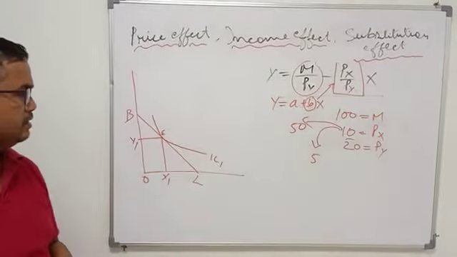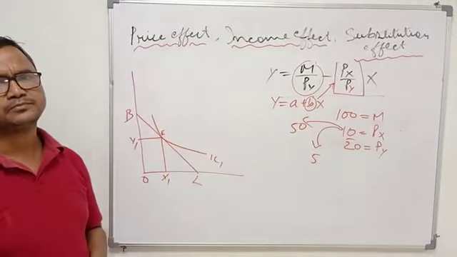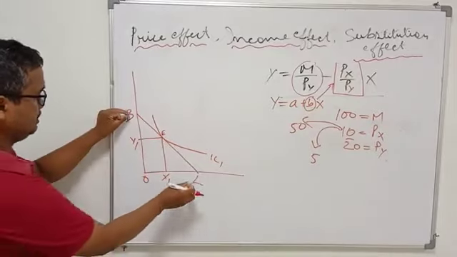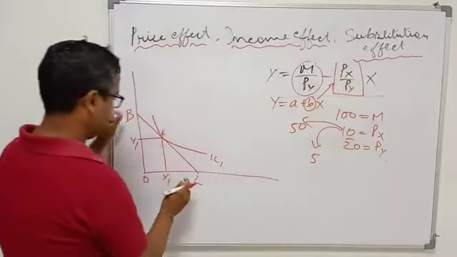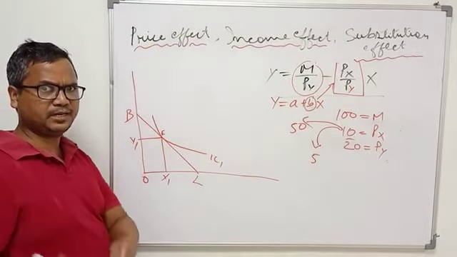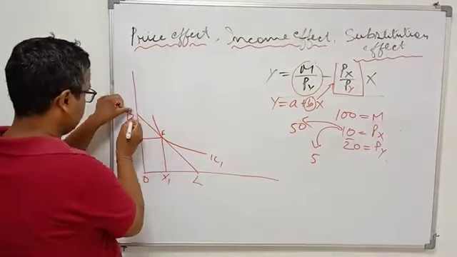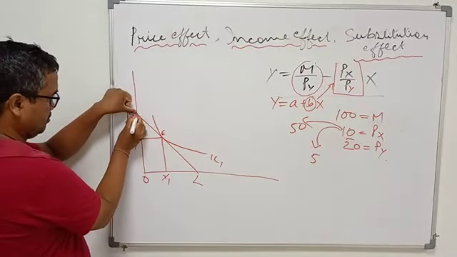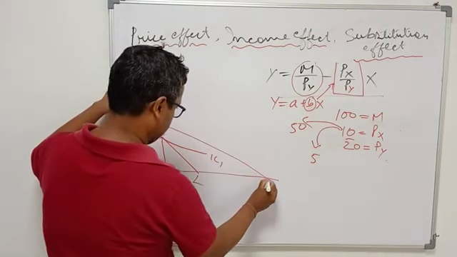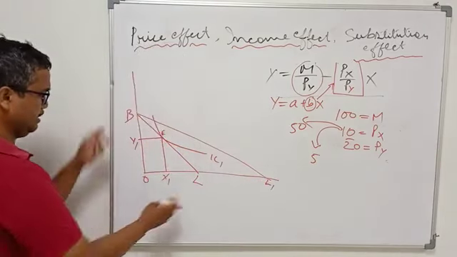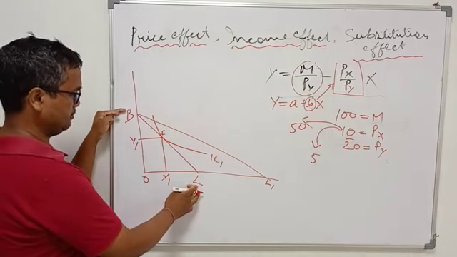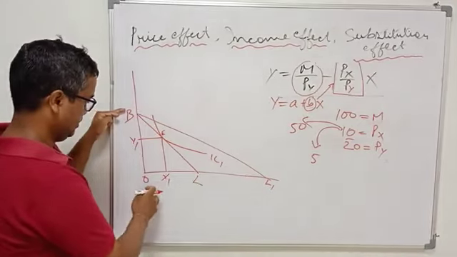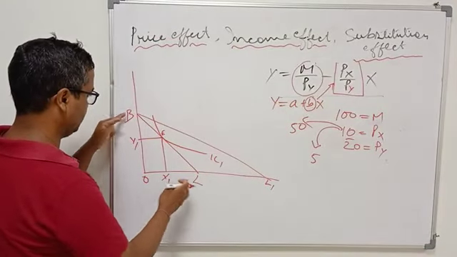Now we assume that the price of X is reduced. Then what will happen to your budget line? It will shift to the right-hand side. With the same amount of money you can purchase more of X. But the price of Y remains constant, so it will start from the same point, but go to the right side. Give it a name, BL1. Earlier it was BL, but due to the falling price of X, you can purchase more of X with the same amount of money. So your budget line will shift from BL to BL1.